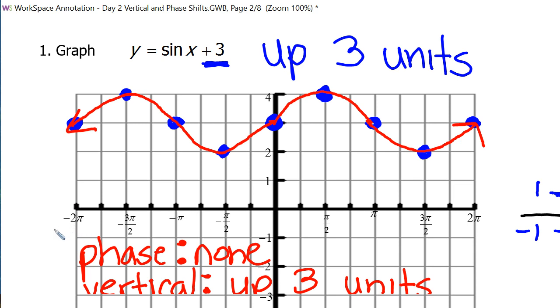And the last one might be the period. So how many units does it take to complete one period? 2 pi. So today the periods are not changing. We'll change the periods tomorrow. So that's how you would answer those questions on your assignment. So if there's not a phase shift, you would write no. Next one, number 2.